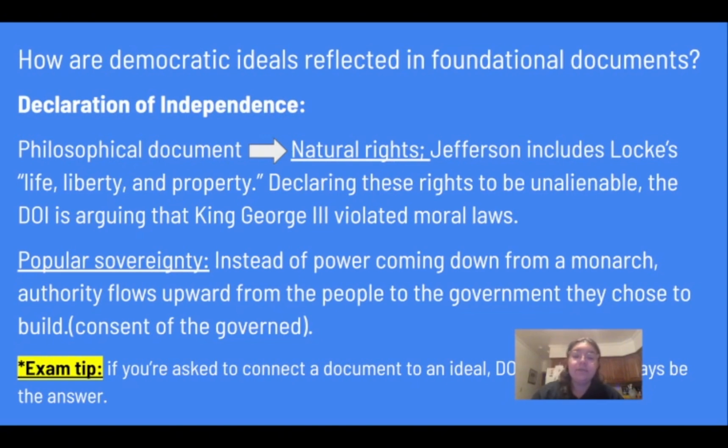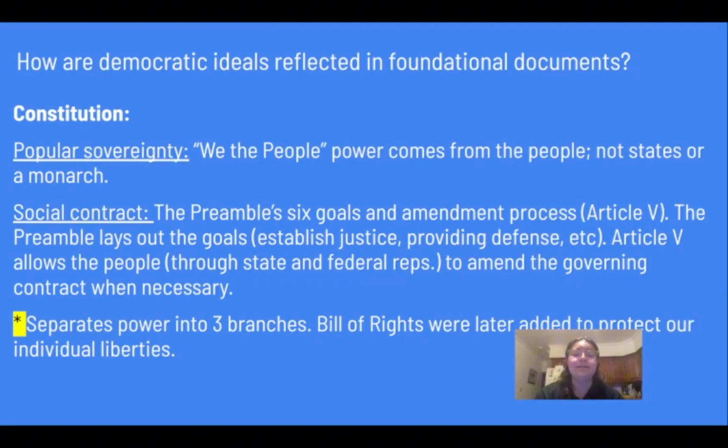And here's an exam tip. If you're ever asked to connect a foundational document to an ideal, the Declaration of Independence will almost always be the answer, because we see right here two really good examples of natural rights and popular sovereignty. You can also make the argument for limited government and social contract, but I just pointed these two out as being the most obvious. The next foundational document is the Constitution.